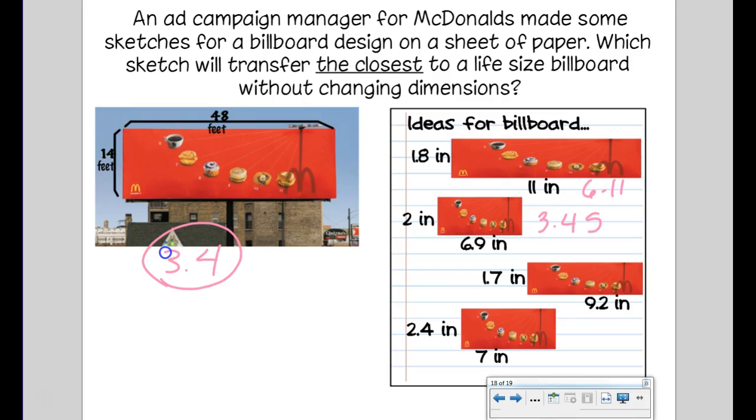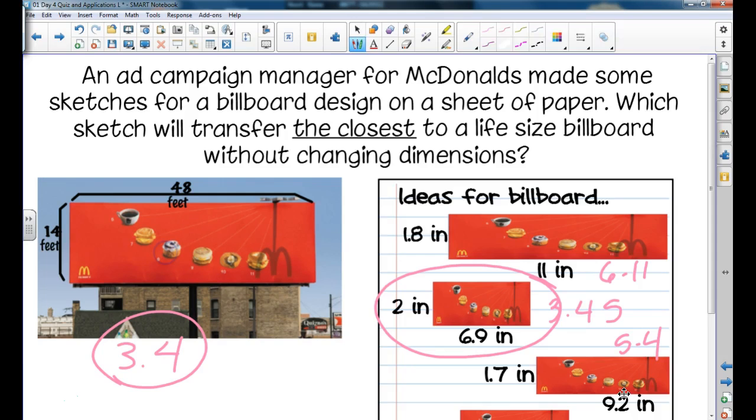9.2 divided by 1.7. Ooh, went too long again. Too long. And 7 divided by 2.4. 2.9. Which one is the winning sketch? Second. Yeah, very good.